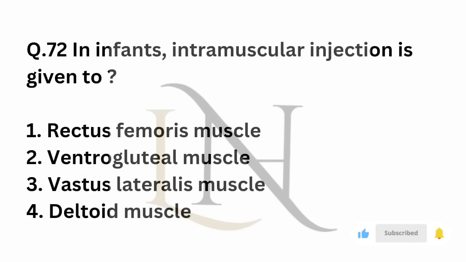For infants, intramuscular injection is given to option 1 rectus femoris muscle, option 2 ventrogluteal muscle, option 3 vastus lateralis muscle, option 4 deltoid muscle. Answer is option 3 vastus lateralis muscle for intramuscular injection in infants.